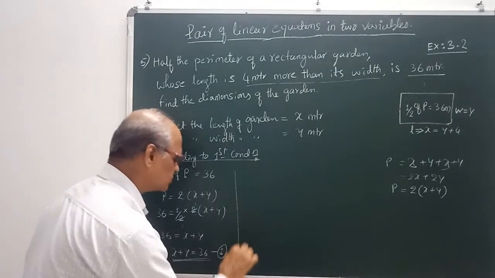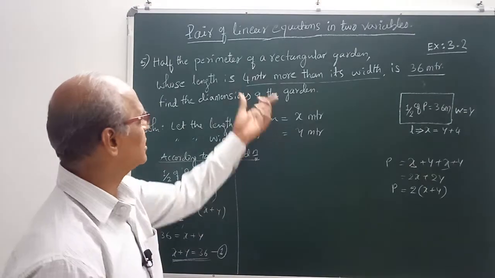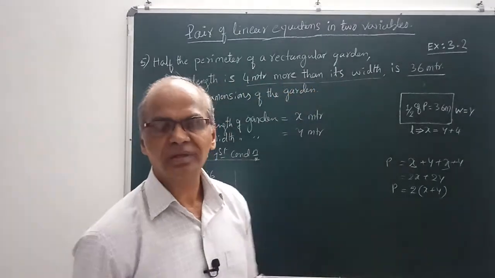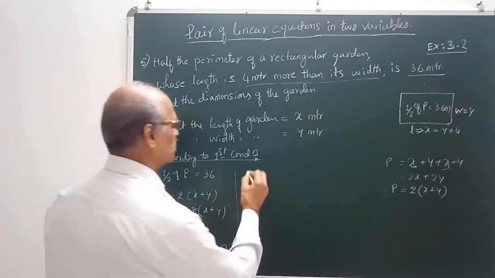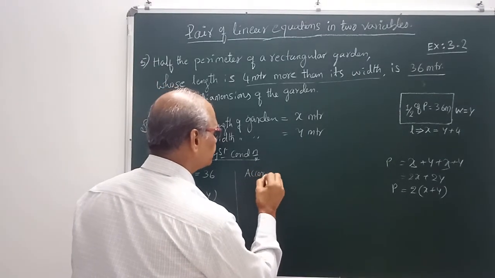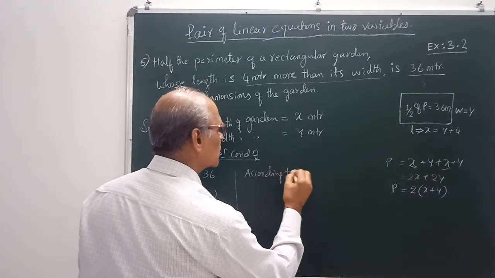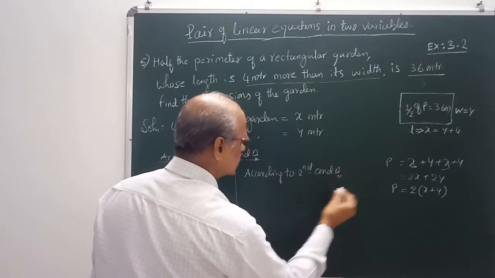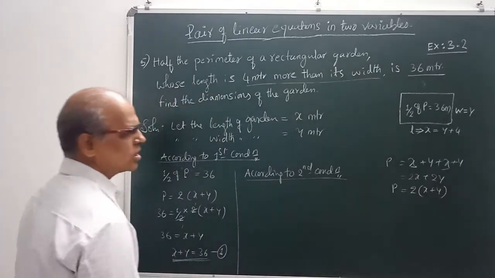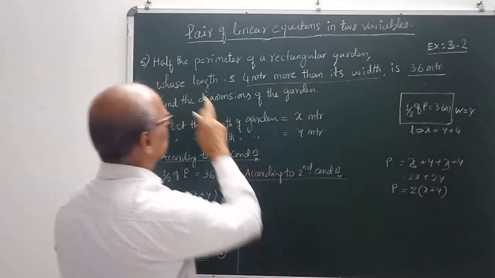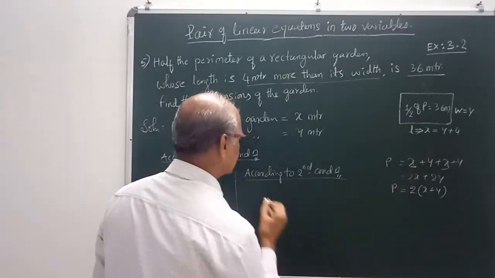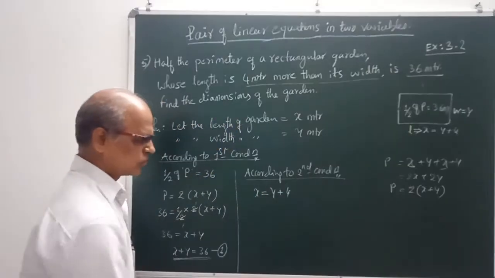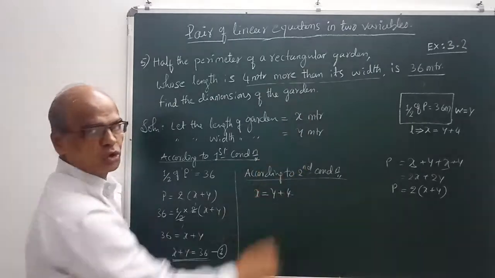Now let's go for the second condition. What is given here? Whose length is 4 meter more than its width. That is the second part of the question or condition. So according to the second condition, what is that? x is equal to length. Length means we have taken as x. So x is equal to y plus 4. Why plus here? Because more than.